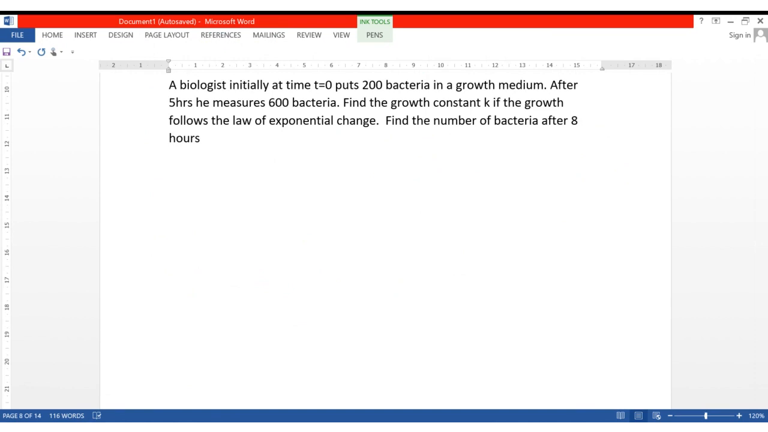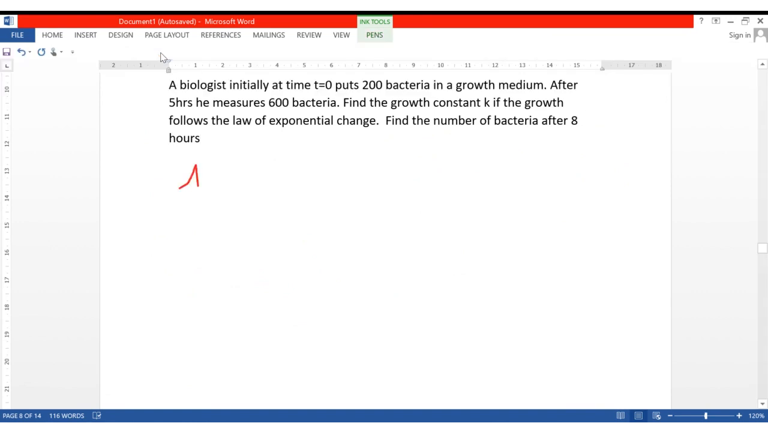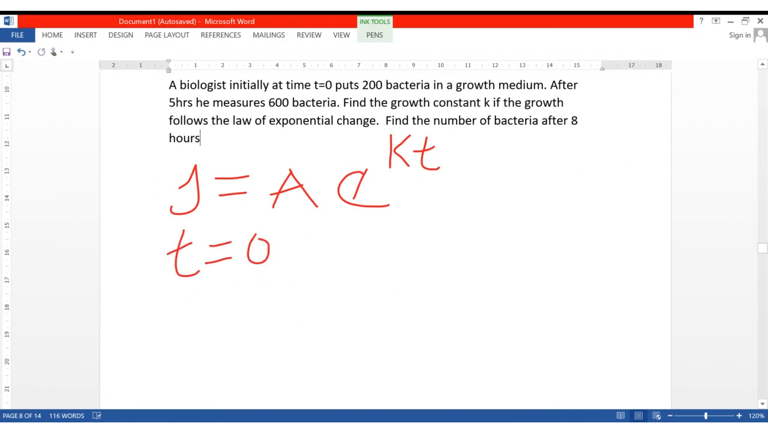So again, this one is almost the same as the first example that we did. So I'll first of all start with the law of exponential change that we derived, so people can follow up the video. So y is given by a exponential kt. Just remember the formula. Now, our biologist is initially at t equals 0. The bacteria are how many? They are 200. So remember, when t equals 0, you can get the value of a. At t equals 0, that is the only condition that will give you a.